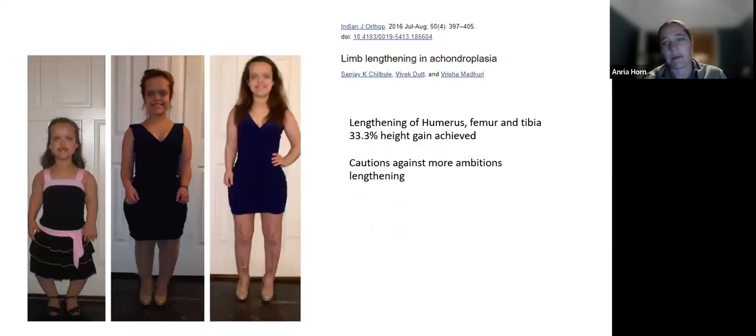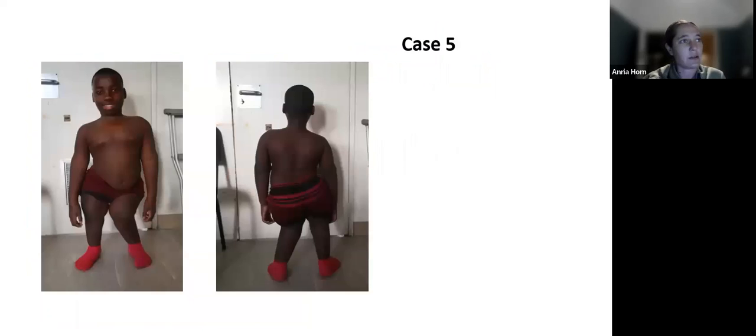And these are pictures I got from the articles. I don't have my own patients to show you, but just look at that difference. And yes, she's got terrible scars over her legs, but she's so happy that she doesn't care. She just wears a short skirt. She has long legs now. This group did humerus, femur, and tibia. And obviously more than one episode of lengthening, as you can see, there's incremental height gain. But I do think that this is actually a worthwhile endeavor for these patients.